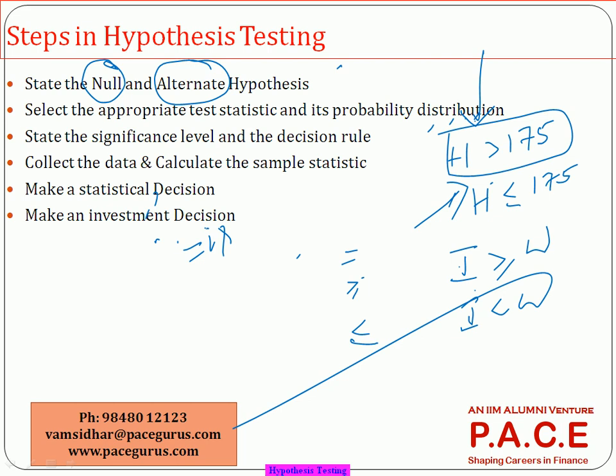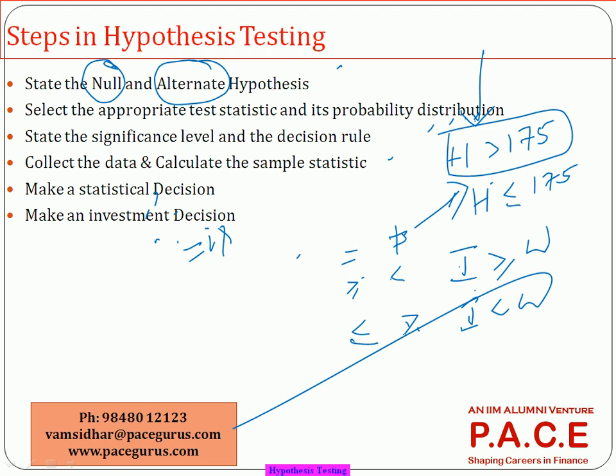Right? So typically we talk about three pairs. If the null is equal, the alternate will be not equal. If the null is greater than or equal, the alternate will be less than. If the null is less than or equal, the alternate will be greater than. These three combinations will get created for us as a part of any hypothesis testing we do in life. As far as the means and the standard deviations are concerned, we talk about only these three kinds of relationships: equal to, greater than or equal to, less than or equal to.